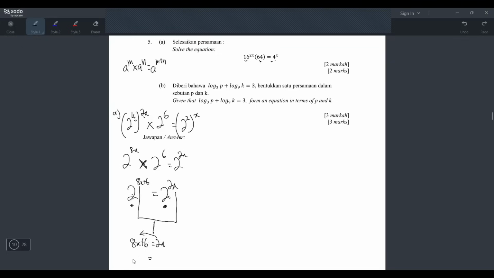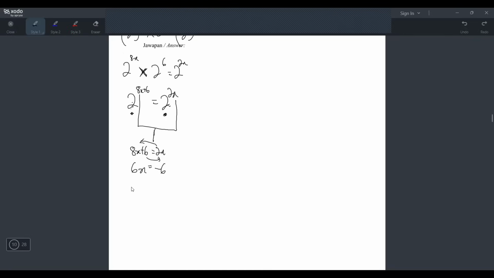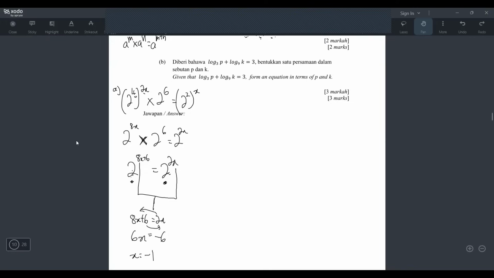Plus 2x move here becomes minus. 8 minus 2 is 6x. 6 moves over and becomes negative 6. So x will be negative 1, because negative 6 divided by 6 is negative 1. Okay, done. That is the answer.